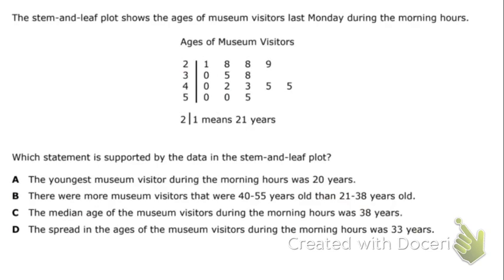Now, the stem and leaf plot shows the ages of museum visitors last Monday during the morning hours. Which statement is supported by the data? The youngest museum visitor was 20 years old. No, because the youngest would be 21, so this is false. There were more museum visitors that were 40 to 55. 40 to 55, let's see.